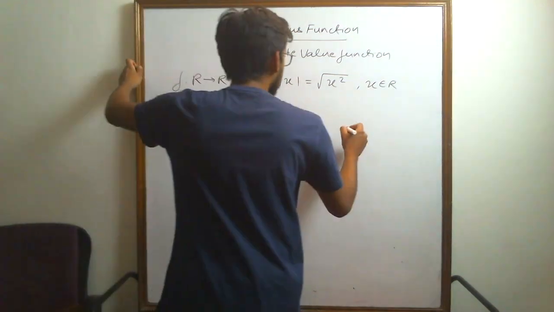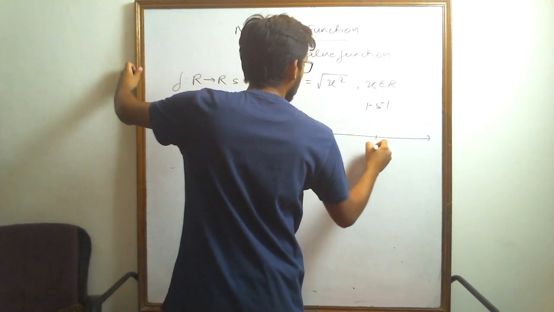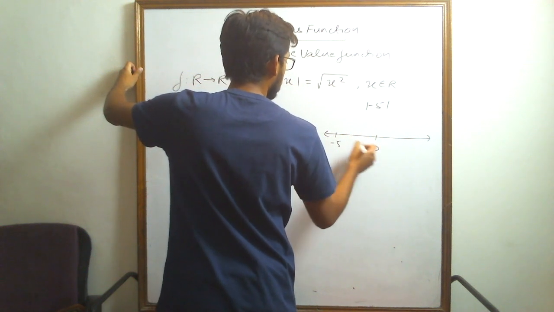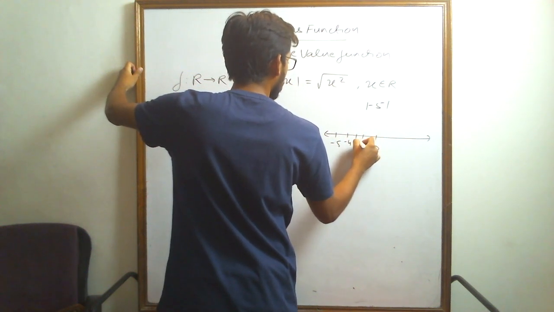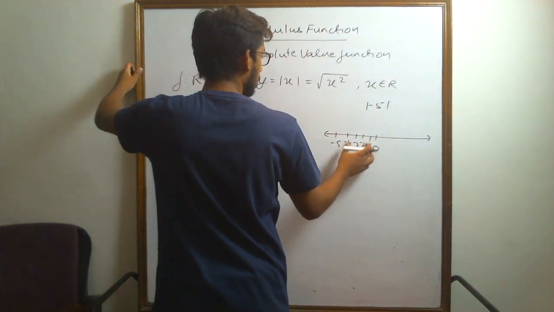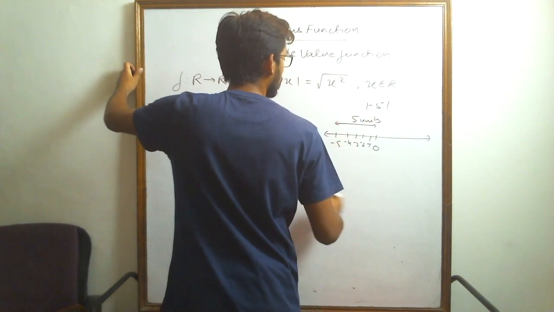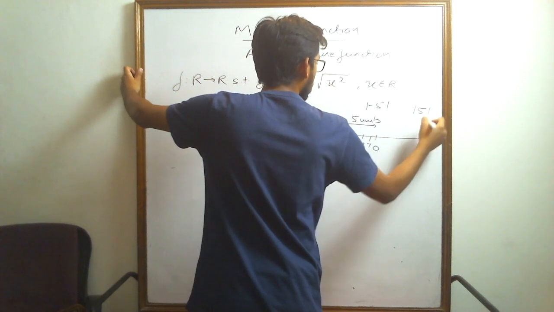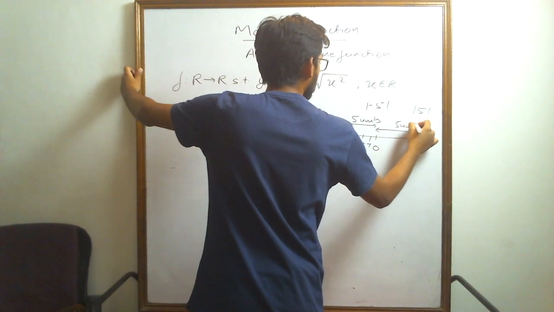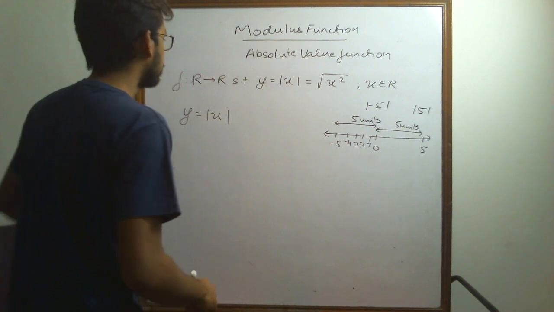Let us take an example. Suppose I want to find mod of minus 5. On the number line, minus 5 is here, and this is 0. Mod of minus 5 will be the distance between minus 5 and 0, which is equal to 5 units. The same goes if we want to find mod of 5. Mod of 5 is also 5 units from 0. So it is giving us the distance of the number from 0.